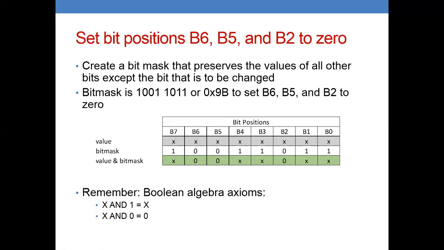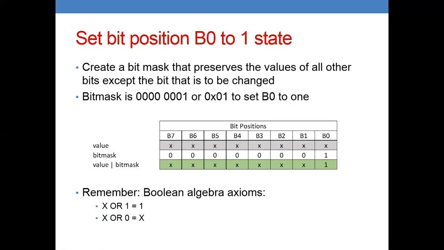Sometimes we want to set things to the 1 state. So if we want to set a number to 1s, we're going to use the OR gate. We know that X ORed with 1 produces a 1, and X ORed with 0 will give us X. So once again, since we want to set B0 to the 1 state, when we get done, we want B0 to be a 1 here.